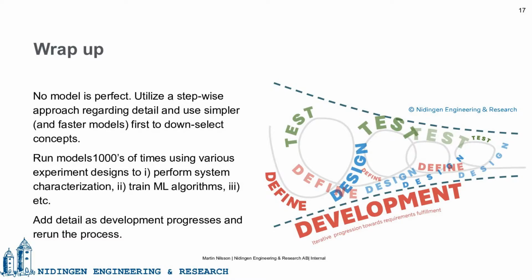First, to down-select concepts, we run huge DOEs, tens of thousands of cases. We haven't really gotten to the tens of thousands yet, but maybe 1,000 is where we've gotten so far. We're developing a new workflow as well, to do system characterization, train algorithms, or something else. And we add detail as we go, and then we start all over.